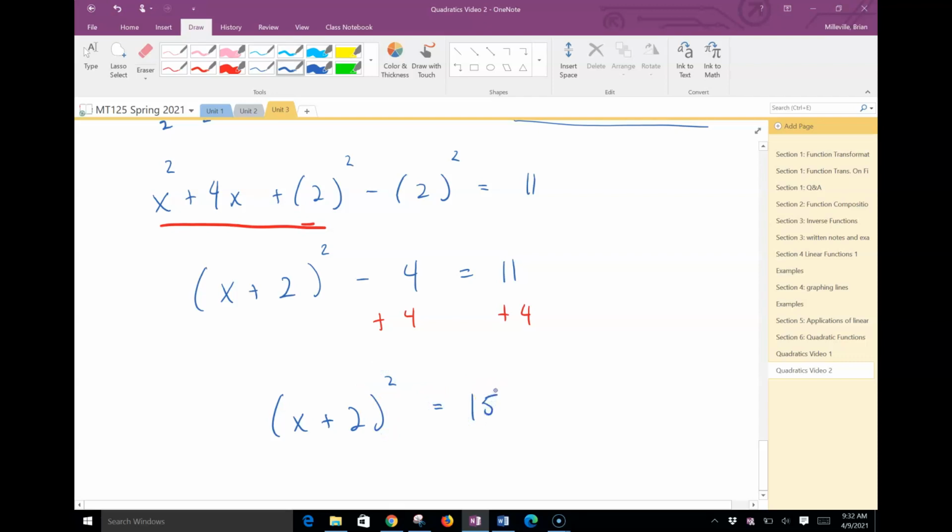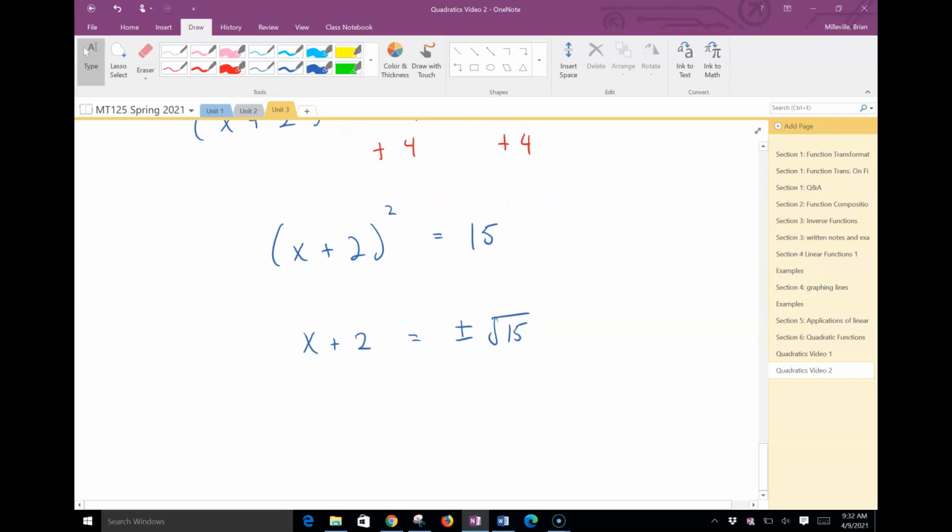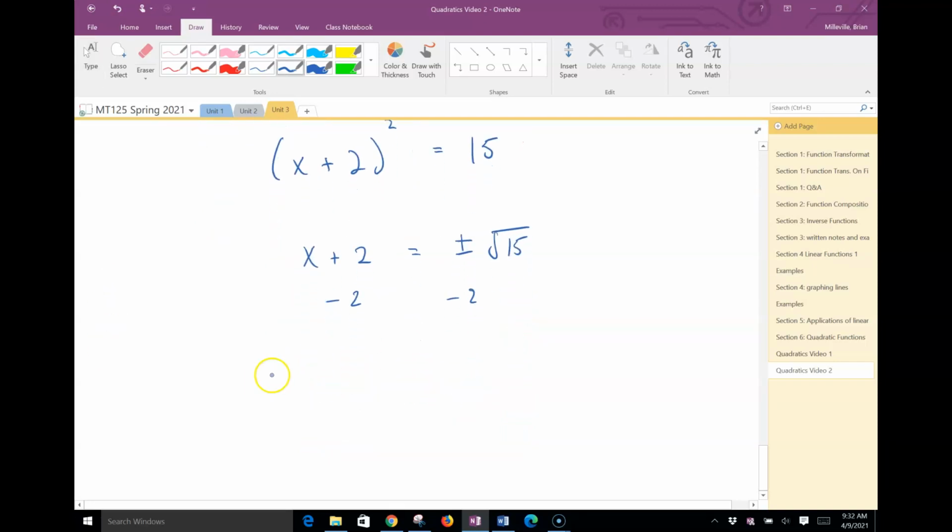Now 15 is not a perfect square, so we're going to get not as simple numbers here as we did in the last example. But again, don't change your process. Take the square root of both sides, extract square roots. We get x plus 2 is equal to plus or minus the square root of 15. And then subtract 2 from both sides to isolate x. I prefer to write the negative 2 in front of the square root, so it's negative 2 plus or minus the square root of 15.